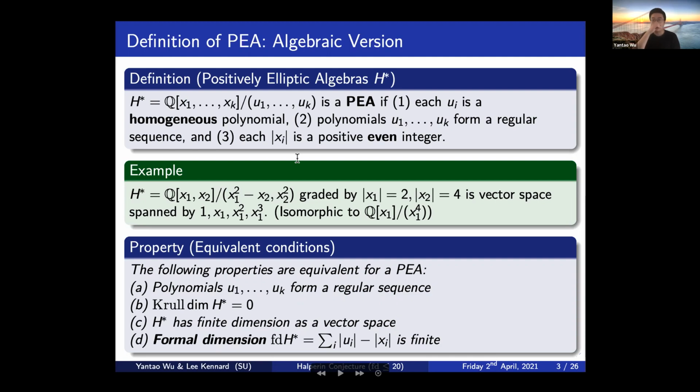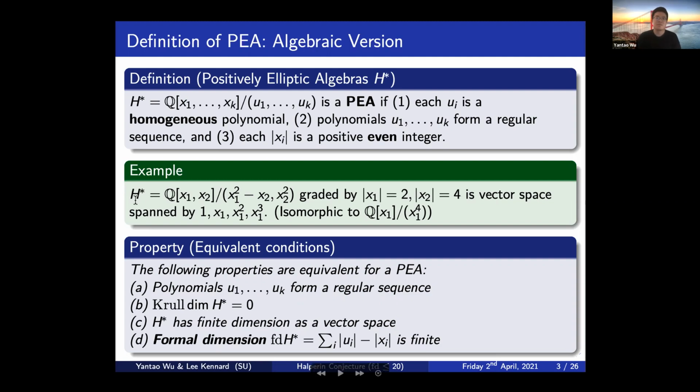And also we have another requirement. The grade of each variable is an even integer. It seems weird. Why do we need even? Why can't we just scale everything by one half? The reason is that evenness is connected to something like positive Euler characteristic, and I will talk about that later. In addition to that, we require the grade to be an even integer. It is also helpful for us to compute the formal dimension.